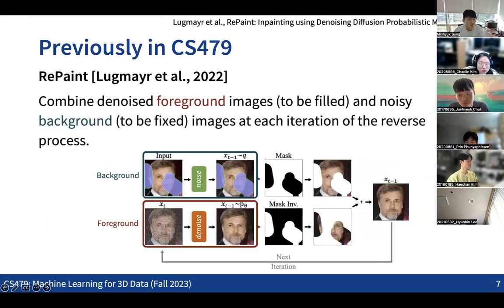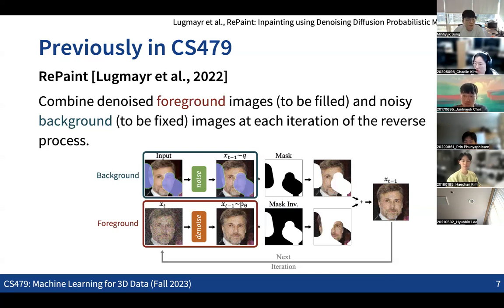We also briefly discussed the idea of RePaint, which also applies diffusion models to completion tasks. We run the denoising steps for the regions that we are going to fill in, and also run the perturbation steps in the background regions that we are going to fix. By combining the outputs of the two steps, we make realistic images while preserving the regions that we want to fix. So this was also a very practical idea for how we can use pre-trained diffusion models for editing and completion.